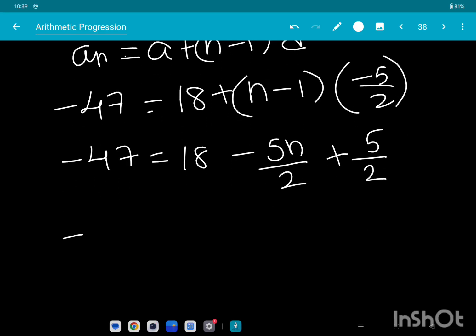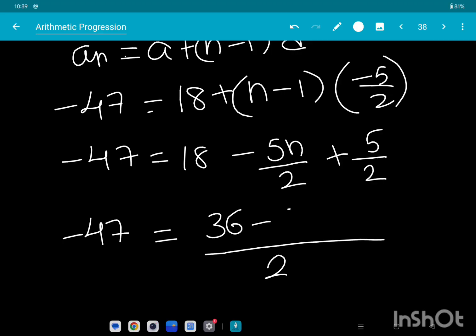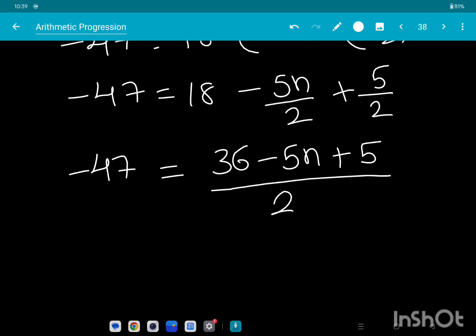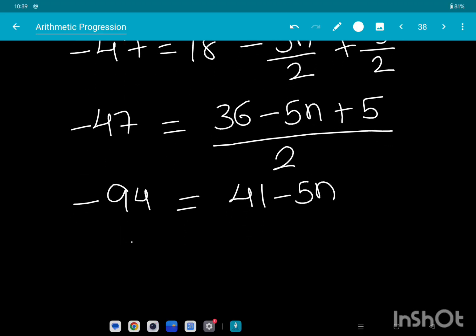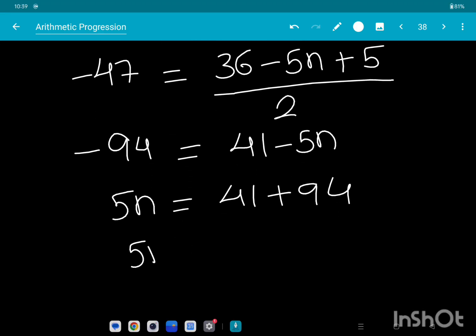If I solve this, minus 47 is equal to, if I take the LCM as 2, then what will I get? 18 2s are 36 minus 5n plus 5. This 2 will go to that side and it will become minus 94. Minus 94 is equal to, if I solve this, what will I get? 41 minus 5n. Now 5n is equal to 41 plus 94.